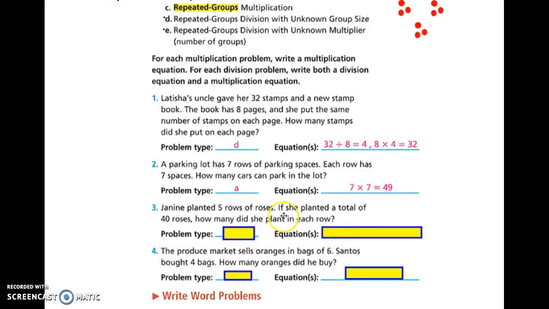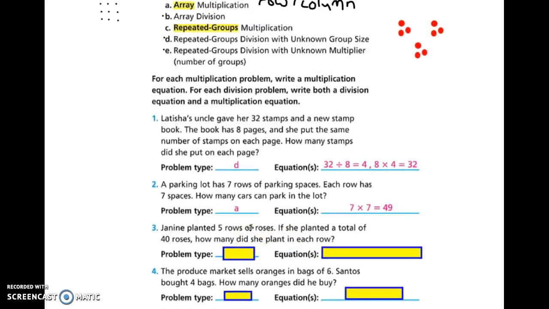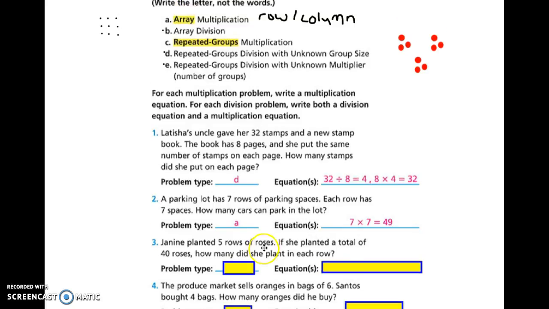All right, how about this one? Janie planted 5 rows of roses. If she planted a total of 40 roses, how many did she plant in each row? All right, so try to decide, is this a multiplication or a division problem? And then which type of problem is it? So I'll let you go ahead and take a guess at that one. We'll see how you do.